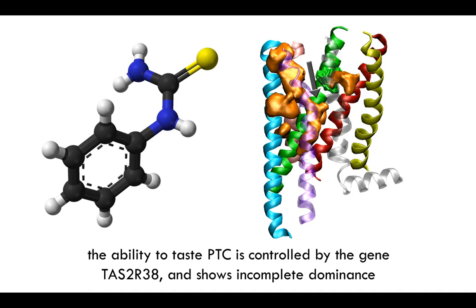So with incomplete dominance, neither of the two alleles can dominate the other, and so they blend together to create a new trait. In this case, it shows partial tasting. It's not as strong as the full tasting, and it's stronger than the no tasting. It's in between. It's a blend of both traits. So this is called incomplete dominance.